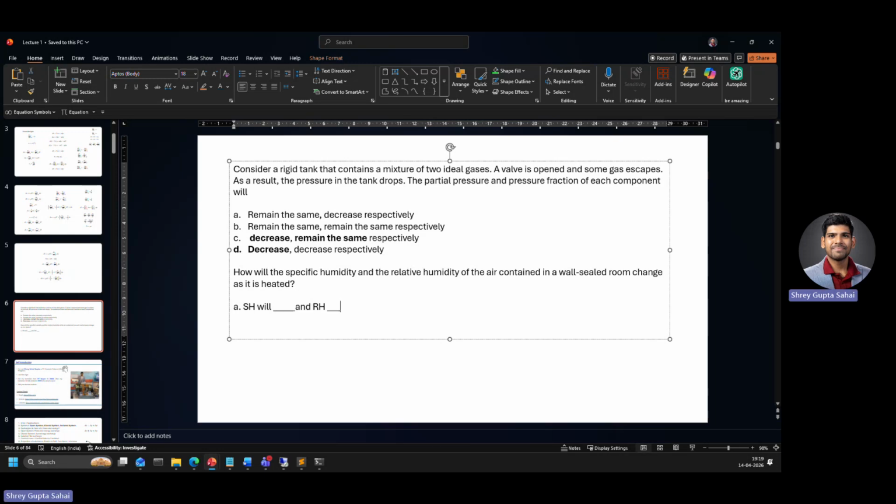I think the question is essentially what happens to temperature. Does specific humidity increase or decrease? It should remain the same. Why? Because it is the mass fraction of vapor per unit mass of air, right? Specific humidity remains the same.